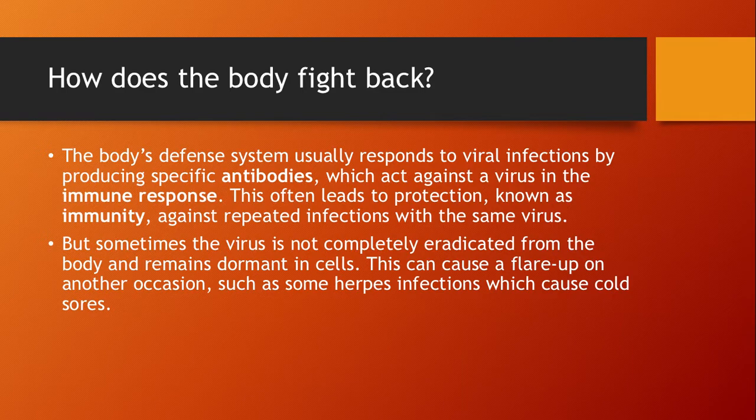This can cause a flare up on another occasion, such as some herpes infections, which cause cold sores. So, when you are infected with a virus and your body produces these antibodies, okay, you then have an immunity against that virus. One common example is chickenpox. Somebody who has had the chickenpox when they were younger, they are immune to getting it again later in life.